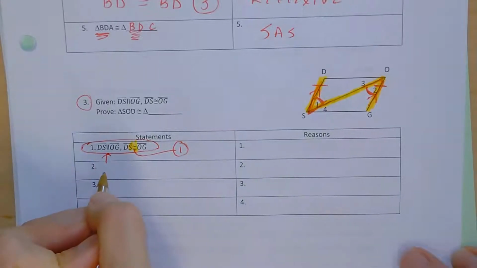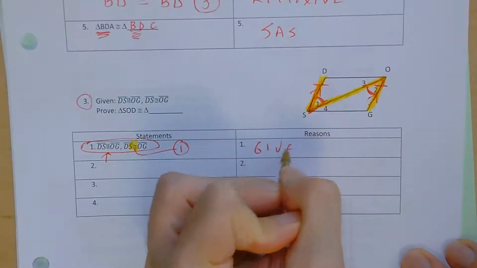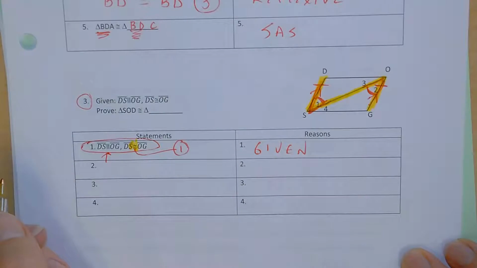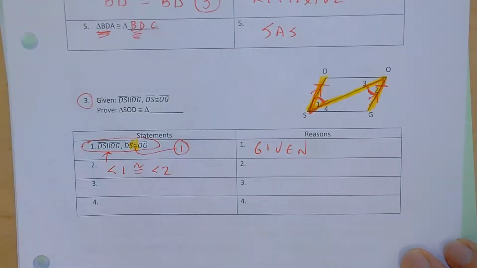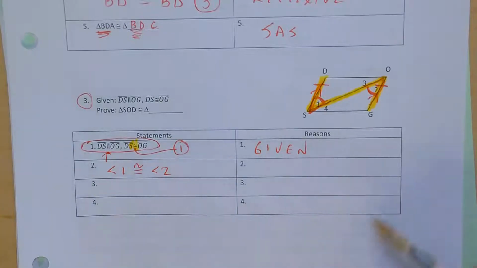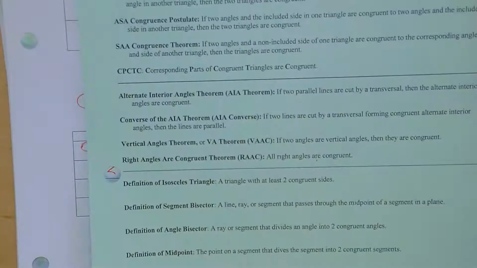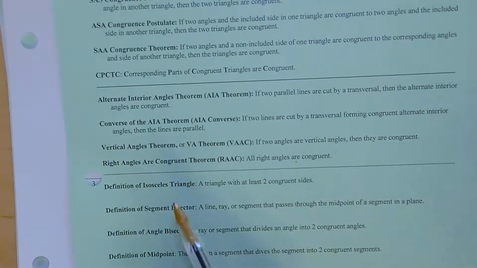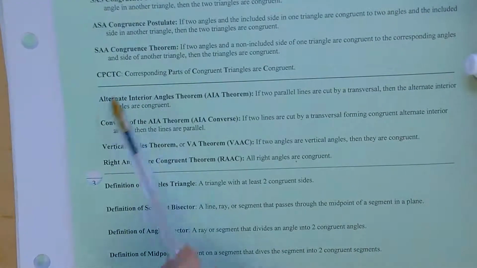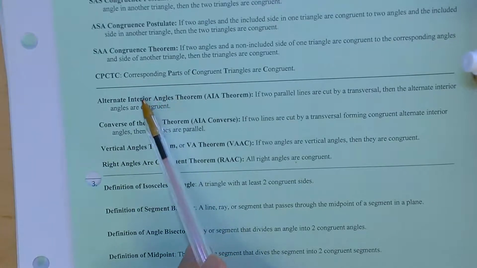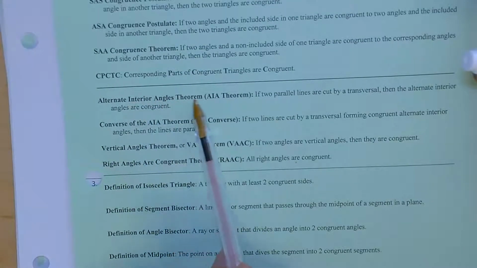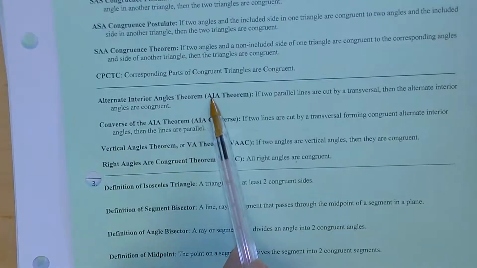So over here I'm going to say I was given step 1. And I'm going to say angle 1 is congruent to angle 2. Now I have to think about why that would happen. And so on here, you don't have your, oh yeah, you do. I didn't think I put them on here. You're going to have a couple of things on here that have to do with angles. And so this is the AIA theorem. We used it last chapter.